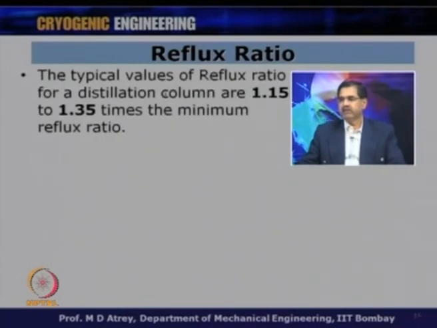The typical value of the reflux ratio, that is L by V for the enriching section of a distillation column, is 1.15 or 1.35 times the minimum reflux ratio.